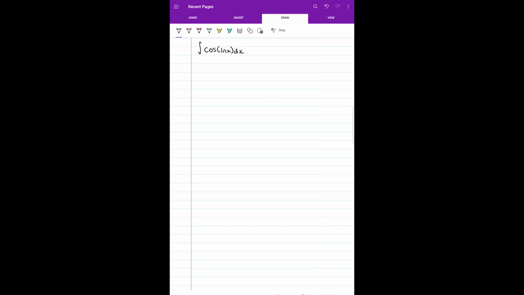Okay, so today we have the integral of cosine ln x dx, and this question tells me to make a substitution and then use integration by parts to evaluate. So firstly, we know that the integral of cosine x dx is just going to be sine x plus c. But because this angle is ln x, it's going to take more work than that to solve this.